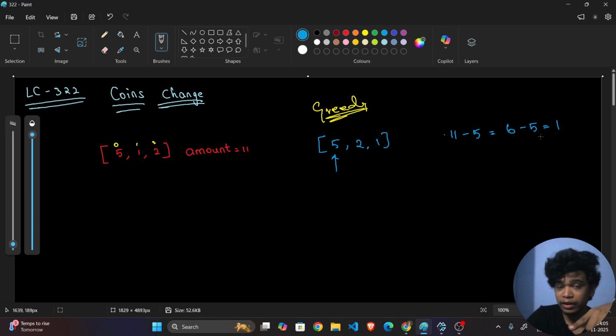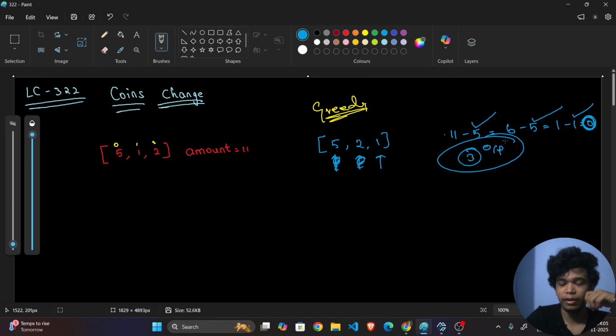Now whether 1 is greater than or equal to 5, no, at this point I'll be moving to the next coin. Whether 2, no, 2 is also greater than this 1, right? Now 1 is equal to this 1, so I can do -1, which is equal to 0. Now my amount became 0. So how many coins do I require? 1 5 coin, second 5 coin, and then only 1 coin, which means the output is going to be 3. Hope you understand up to this, right? So this is going to be a greedy algorithm, but this greedy algorithm is going to fail.